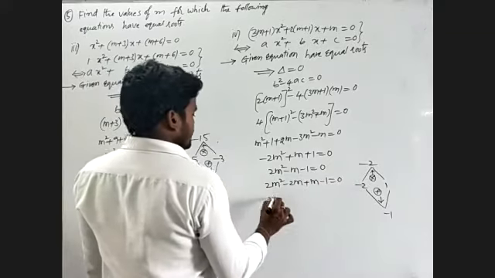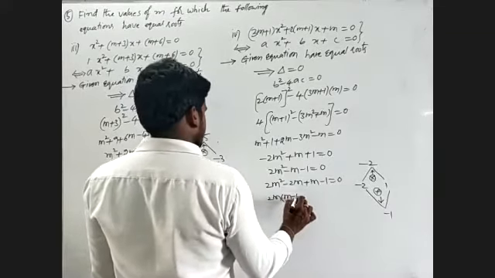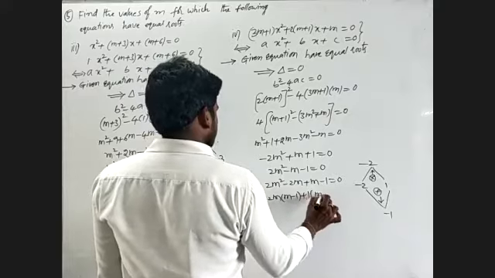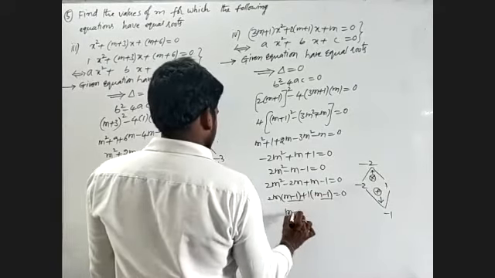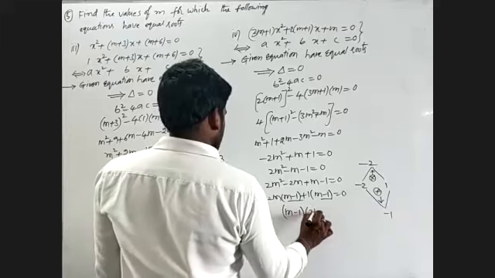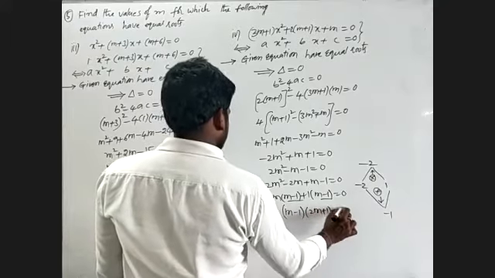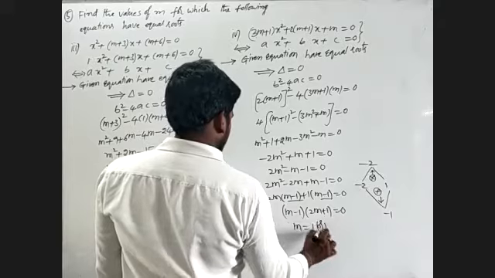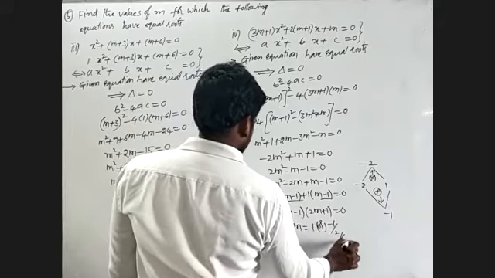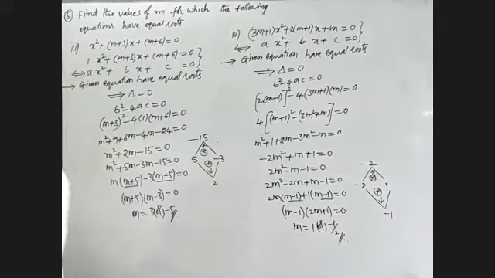I take 2m common, remaining m minus 1. After that, 1 is common, remaining m minus 1 equal to 0. The common term is (m minus 1) into (2m plus 1) is equal to 0. That I will write: m is equal to 1 or minus 1 by 2.